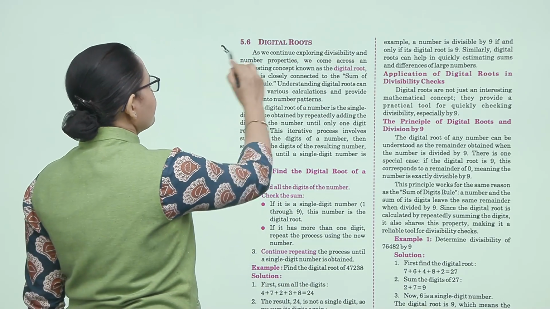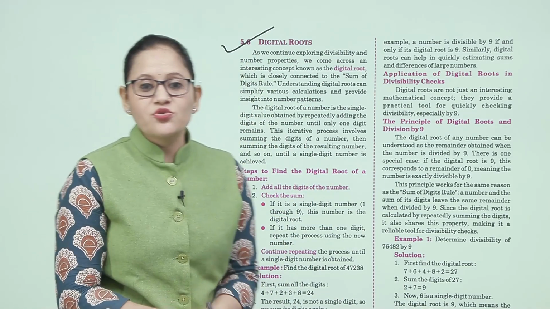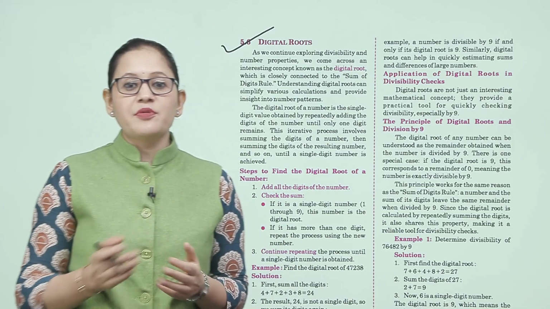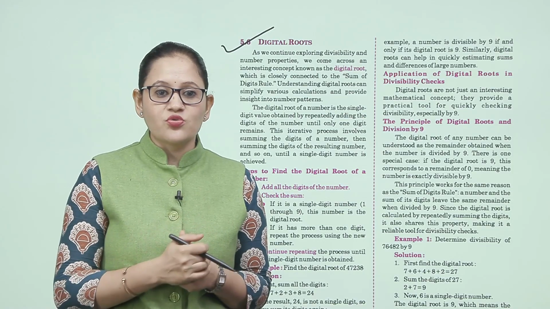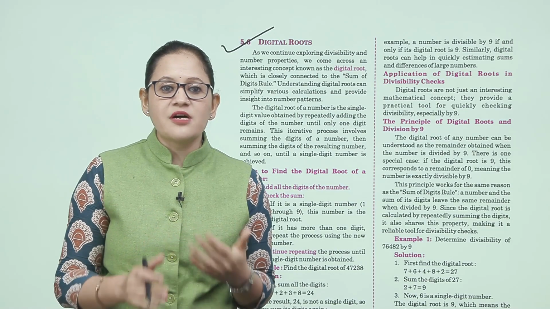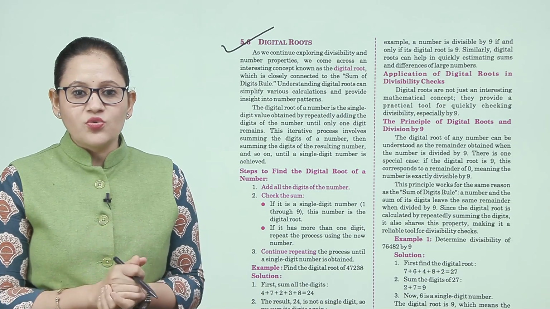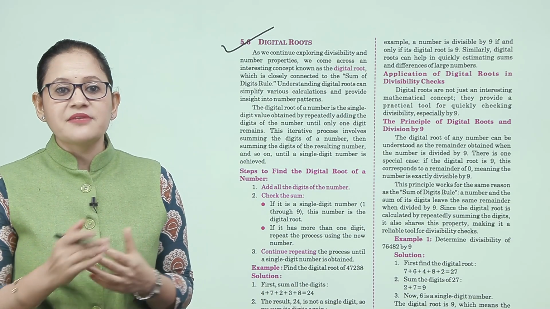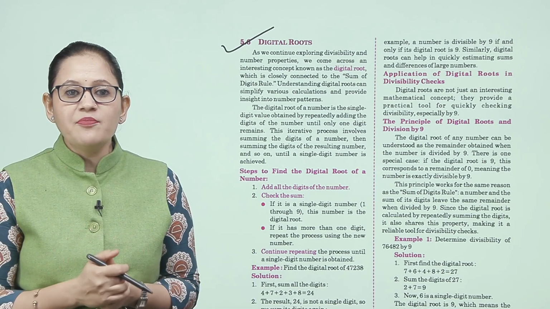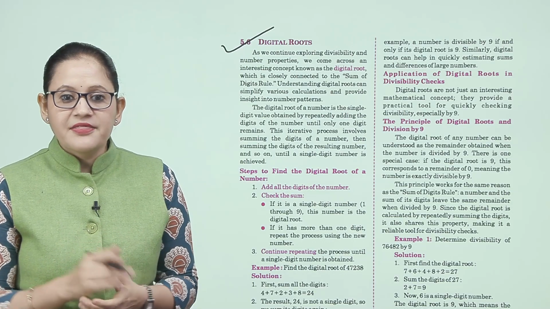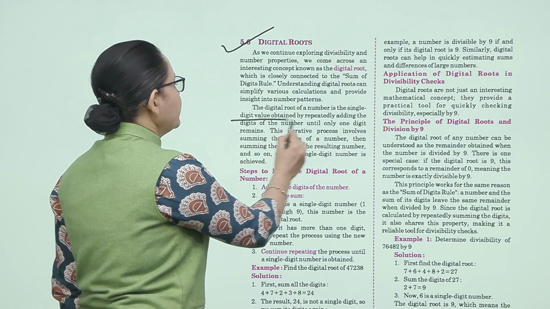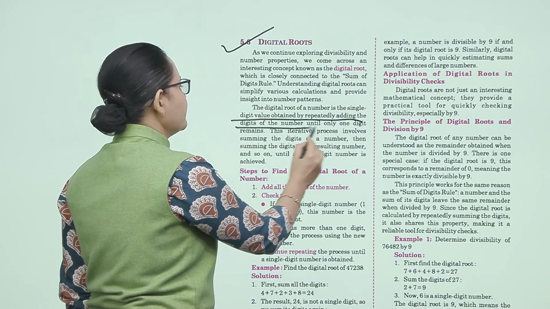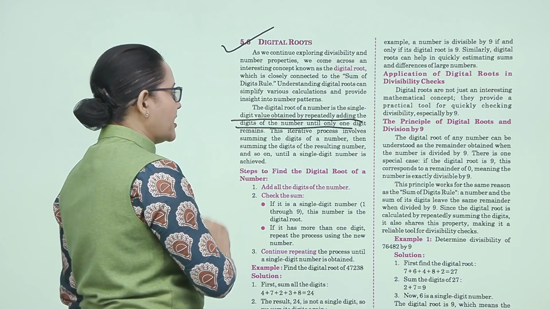Next is digital roots. As we continue exploring divisibility and number properties, we come across an interesting concept known as the digital root, which is closely connected to the sum of digits rule. Understanding the digital root can simplify various calculations and provide insight into number patterns. The digital root of a number is the single digit value obtained by repeatedly adding the digits of the number until only one digit remains.